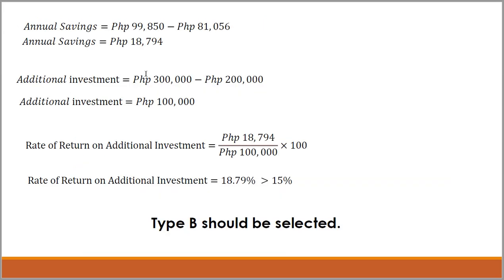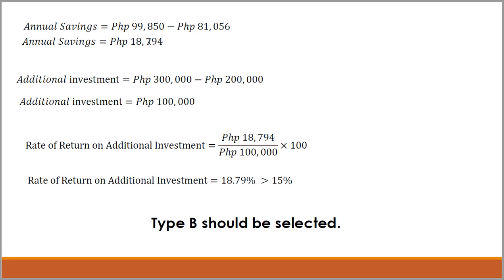And then for the annual savings, we subtract type A from type B. So if I choose type B, this is what I will save annually. And then the additional investment: if I choose type B, I will have an additional investment of 100,000, because type B is more expensive by about 100,000. So type B is 300,000, type A is 200,000, so the difference would be 100,000.